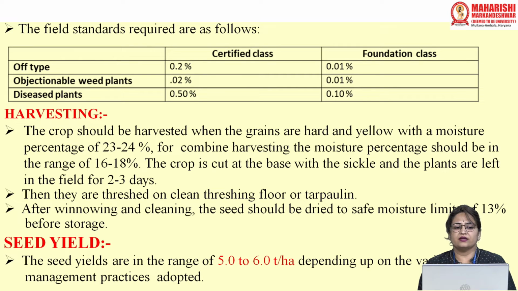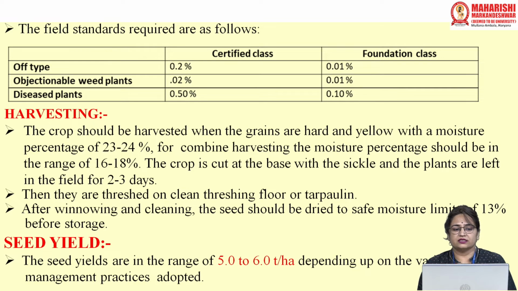In the same way, there is a limit for objectionable weed plants: 0.02% in certified class and 0.01% in foundation class. Similarly, for diseased plants the limits are 0.5% and 0.1%. 0.5% means 5 plants out of 1000 plants can be diseased, not more than 5. And for foundation seed, the limit is 1 plant out of 1000 plants. So there will be more stringency in foundation seed as well as certified seed.